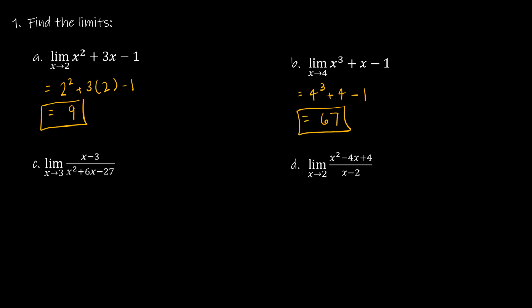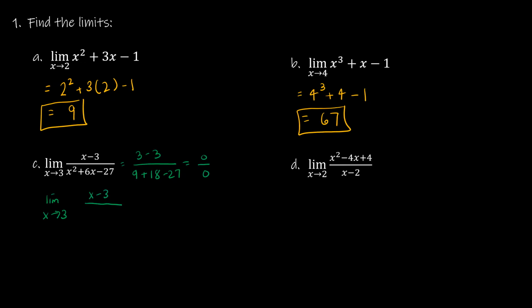Now, if I look at the second 2 questions, you'll notice they're both rational functions, meaning they contain a fraction. If I were to plug in 3 directly here, I would get 3 minus 3, which of course gives me 0, and I would get 9 plus 18 minus 27, which gives me 0. So it's indeterminate. There's more than one way to find the limit for an indeterminate function. I could use L'Hopital's rule, but in general, the easiest thing to do is to just do some factoring here.